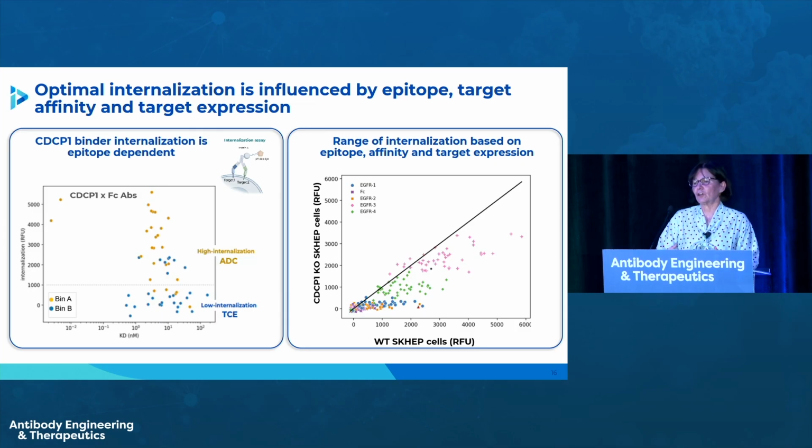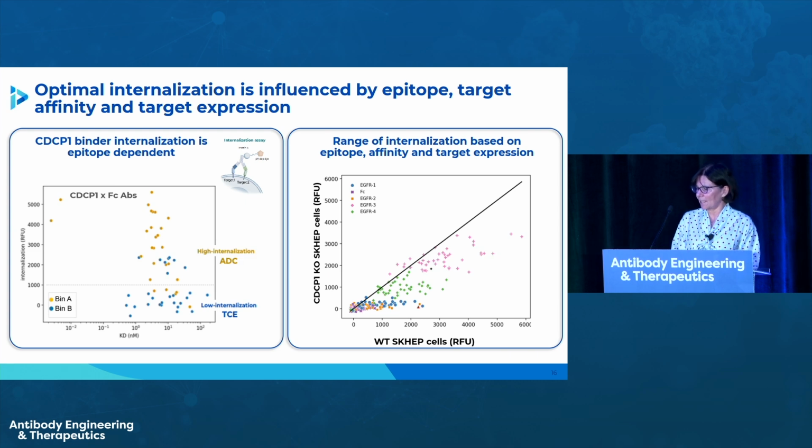a campaign to look for novel CDCP1 binders, and we looked for VHH binders. I just want to walk you through some of the approaches that we take when we're looking for novel binders. In this case, we had a number of CDCP1s that were paired with Fc and were screened in internalization assays. And these were stratified based on different epitope bins.